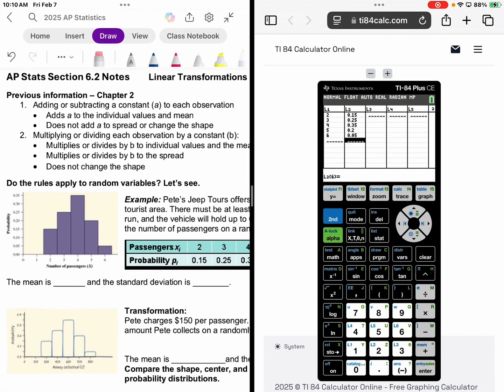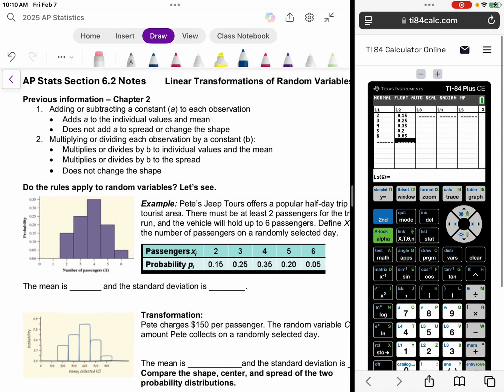There we go. All right, so I tried to make it to where I can have less of the calculator taking up my screen and having more of my notes there.